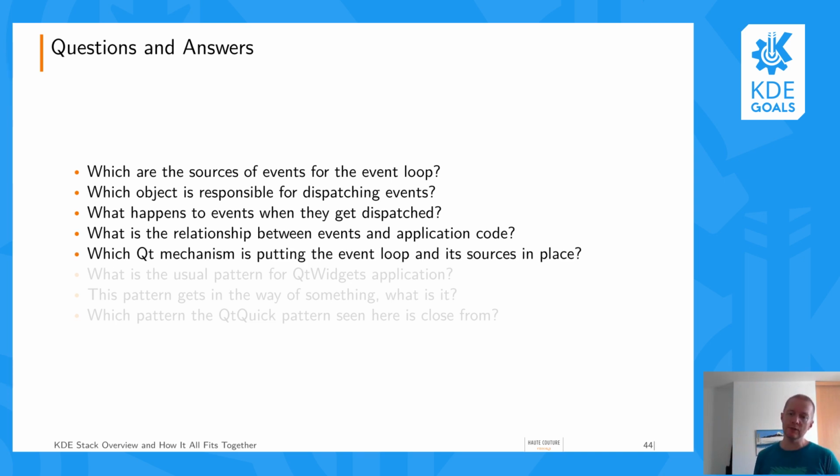Right. Which Qt mechanism is putting the event loop and its sources in place? That's the QPA, yeah. That's the QPA, because if you remember, in the QPA it creates the abstract event dispatcher, which is the one which will actually poll the sources and so on.